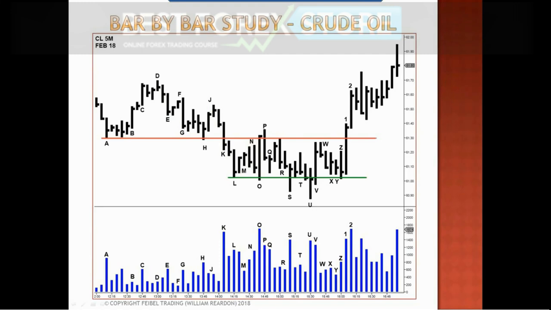And then bar O, what do we note at O? Highest volume on the chart, widest spread on the chart that closes back above resistance. And importantly, we close above all this price action. So this bar achieves a great deal, but most importantly, we close above K, which was very weak.